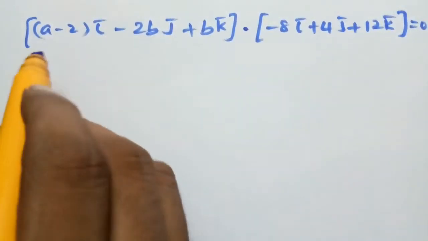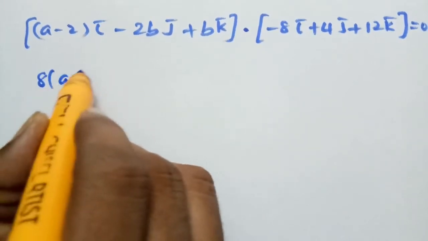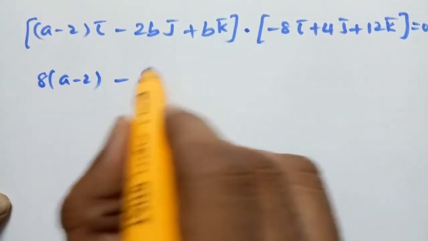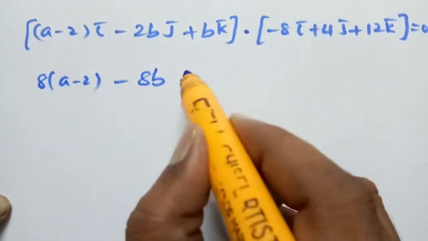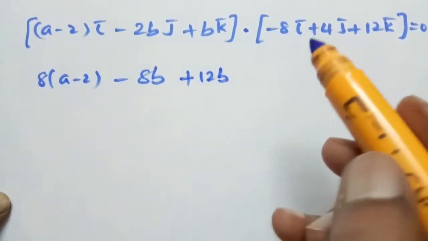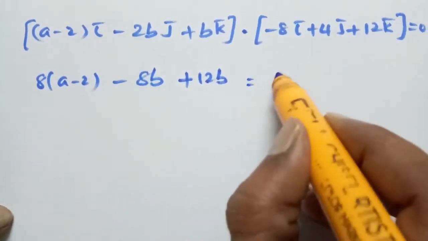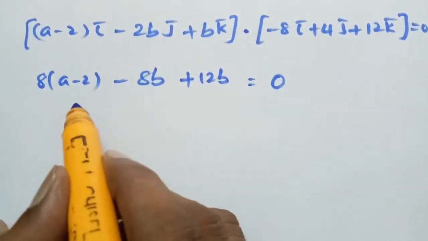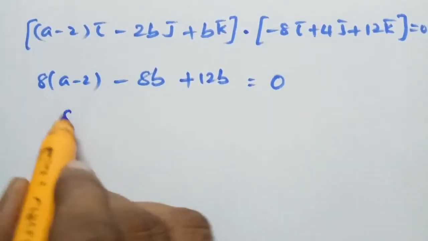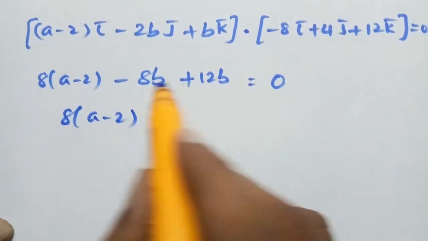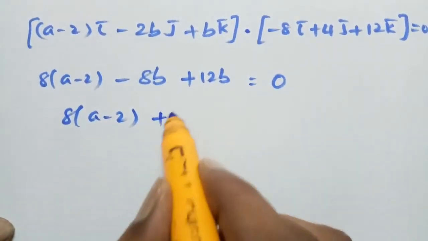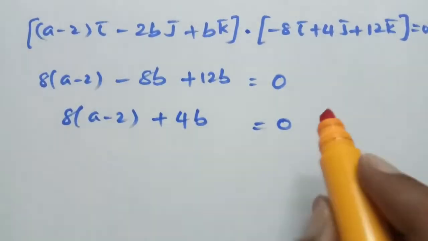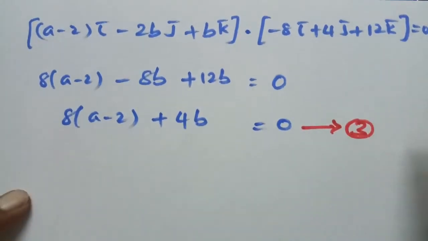Therefore, -8 into (a - 2), since i bar dot i bar is 1, minus 2b into 4, that is -8b, since j bar dot j bar is 1, plus 12b, since k bar dot k bar is equal to 1. Therefore, -8(a - 2) - 8b + 12b equal to 0. Say this is equation number 3.